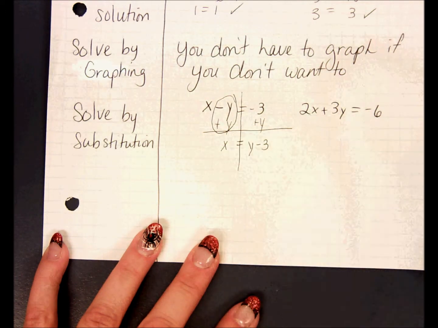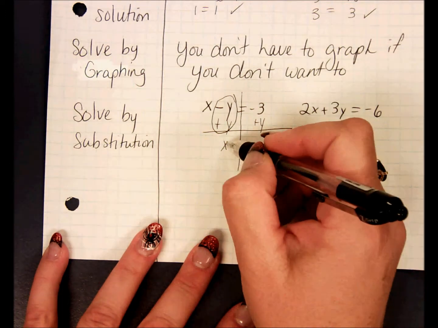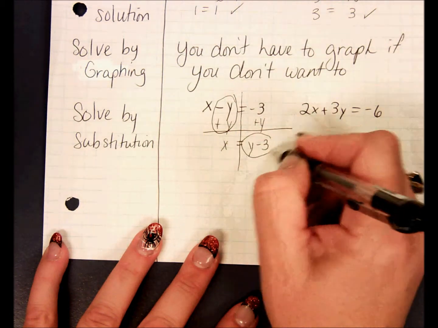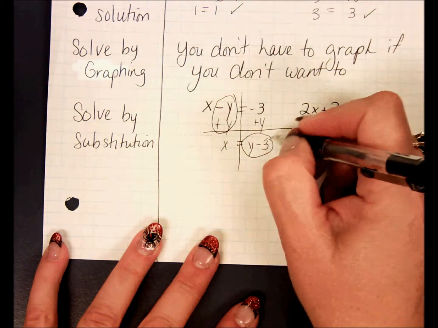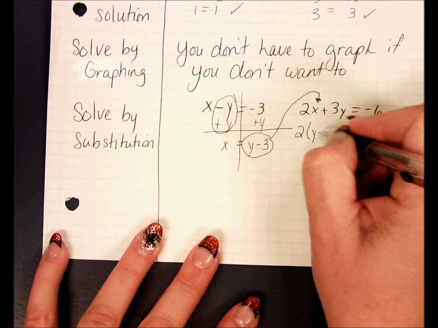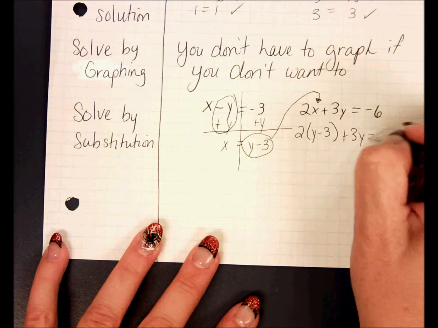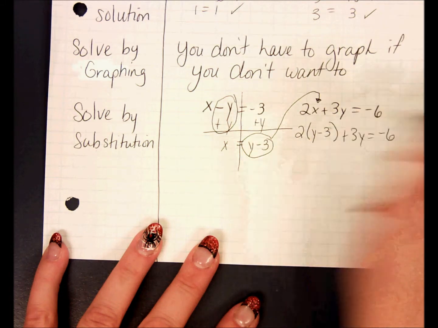So I now have a different name for x. Just like when I'm at home, I'm Mom. When I'm here, I'm Mrs. Barker. When I'm with my friends, I'm Laura. So this has a different name. X is the same thing as y minus 3. So we're going to come up here, and in place of x, we're going to use a different name for x. Plus 3y equals negative 6. So this is where the x was.